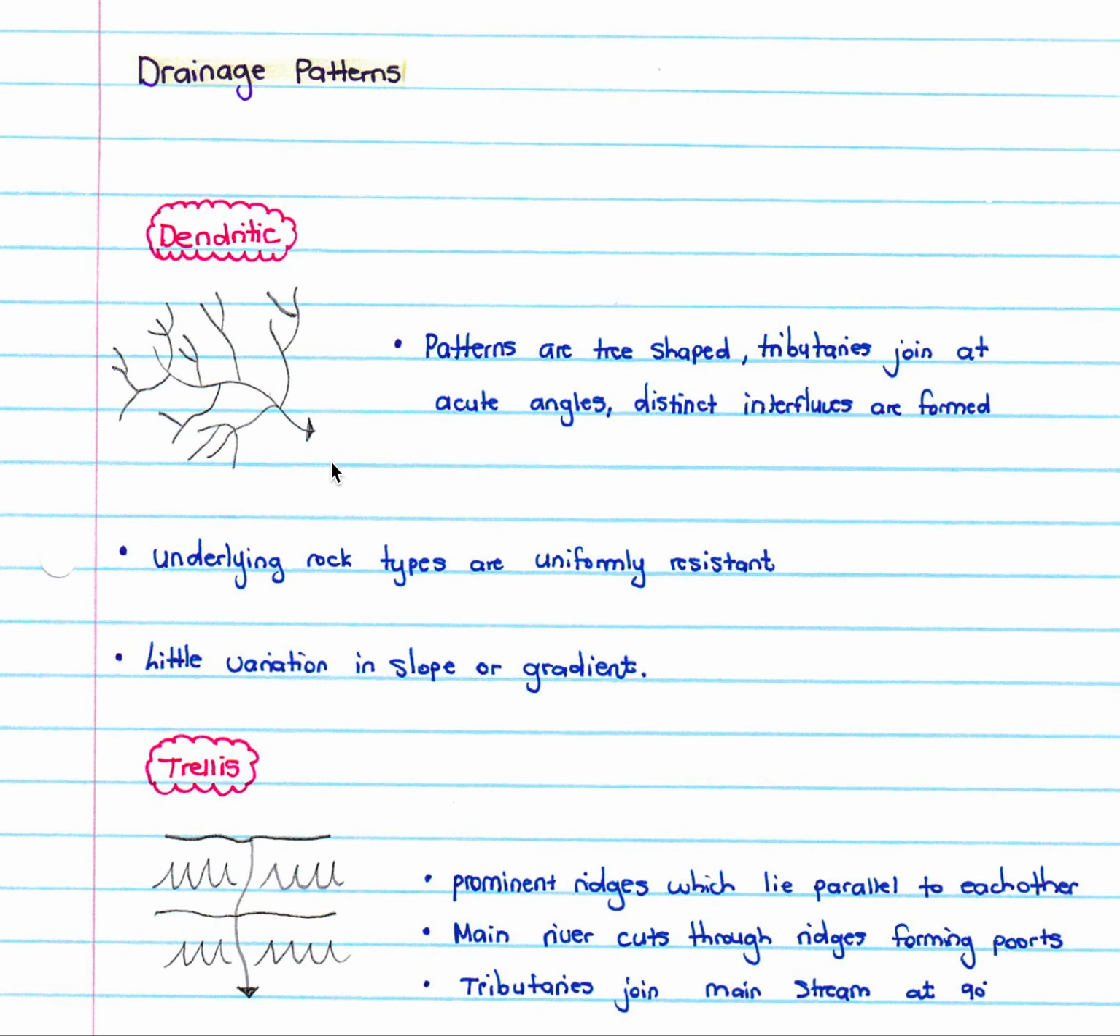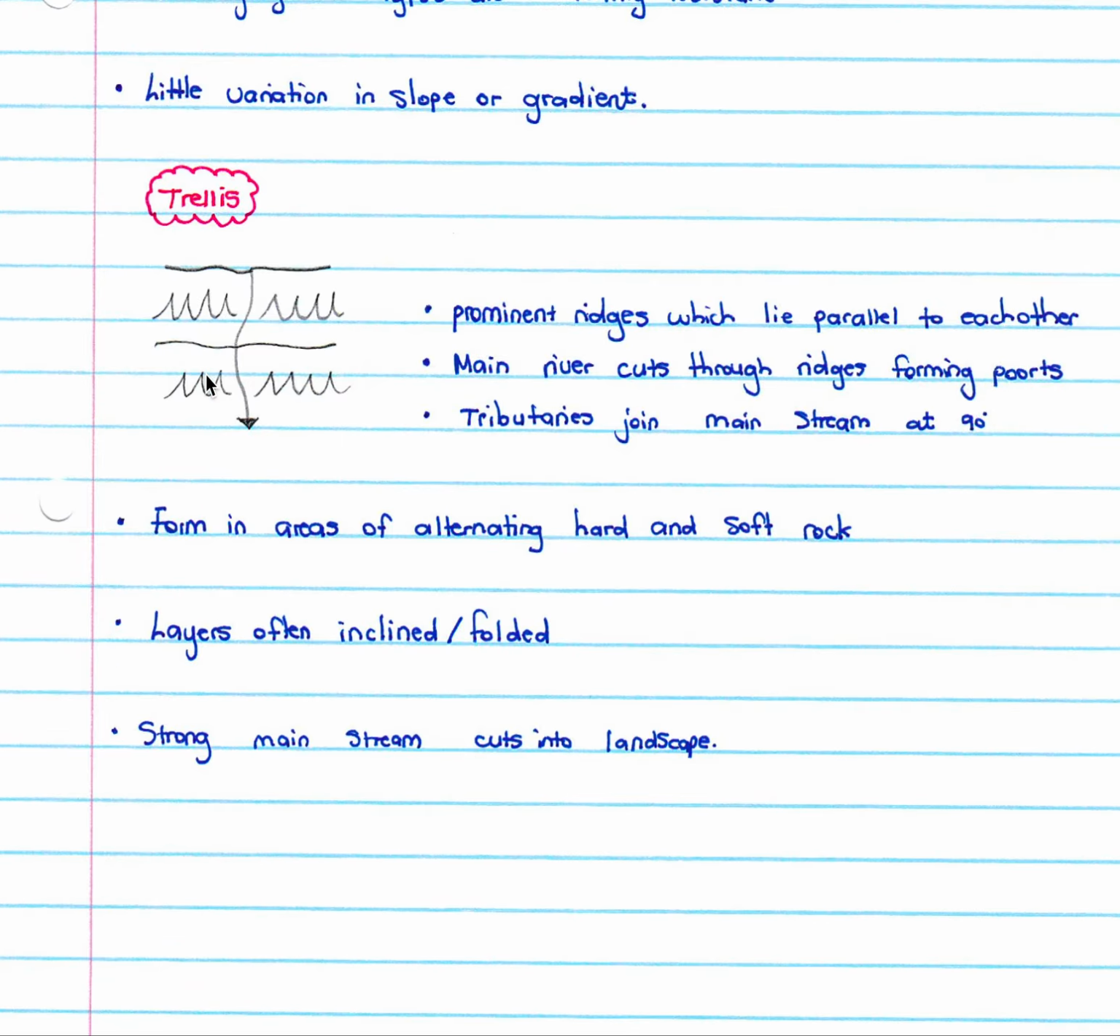The pattern is normally tree-shaped. You can see it looks a lot like a tree. Tributaries join at acute angles, as we can see, and there are distinct interfluves formed. So between our tributaries, there would be interfluves. Now, characteristics of this pattern are underlying rock types are uniformly resistant, and there's little variation in slope or gradient. So where this type of drainage pattern forms, you will have underlying rock that is uniformly resistant and there's little variation in your slope. And we move on to a trellis pattern.